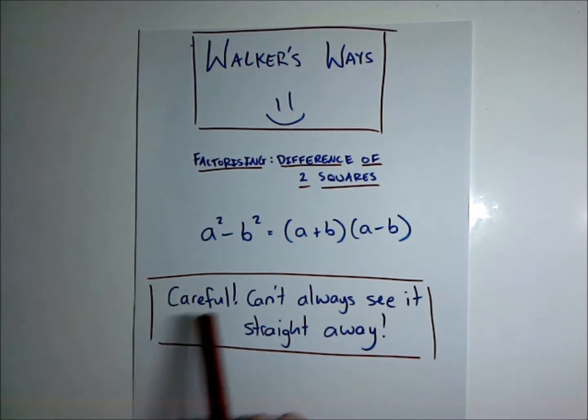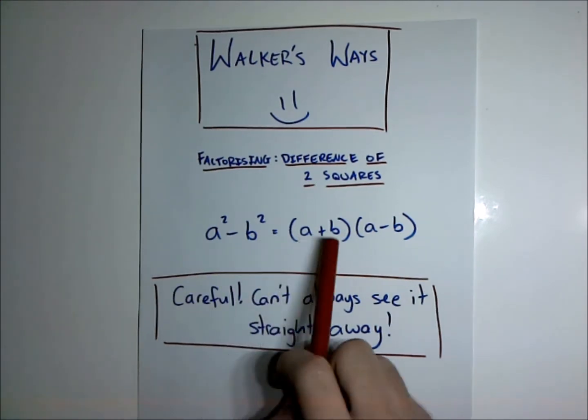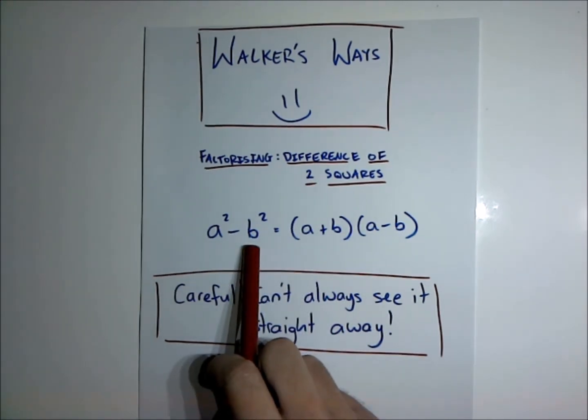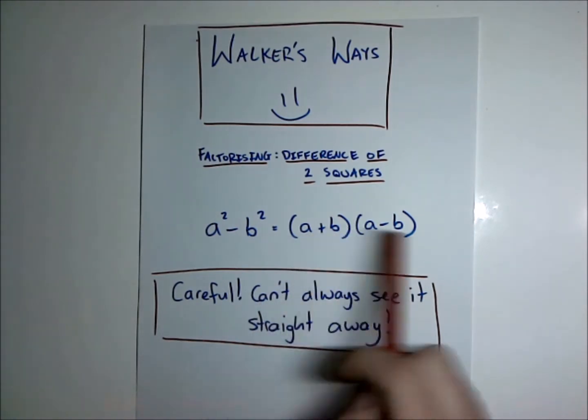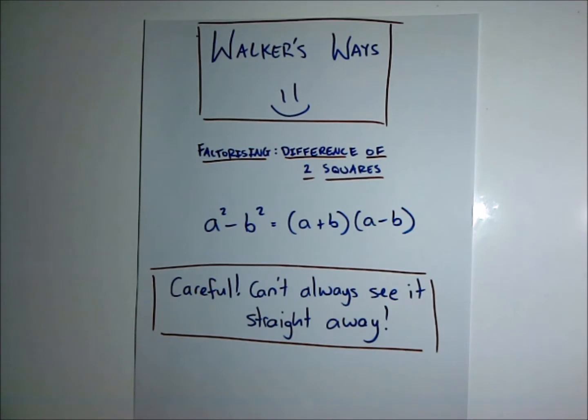If you ever come to this situation, you put it straight into brackets. Your first bracket is whatever your first number or variable was, in this case A, plus whatever your second number or variable was, in this case B. In your second bracket, it's exactly the same, but your A and your B have a subtraction sign in between them.